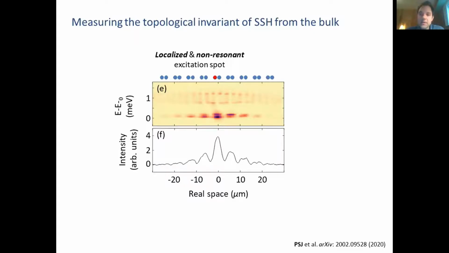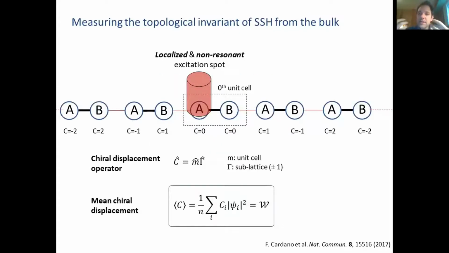And eventually what we do is that we collect light and we image it as a function of space at which it came out. So this is along the chain, and this is the energy. And at the bottom here, what I show is the energy-integrated spectrum. So this is the spectrum of the wave packet that has spread within the lifetime of the polaritons. And so once we have this intensity profile, we can measure the topological invariant using a technique that was developed by some of our collaborators in a previous theoretical work, which is called the mean chiral displacement.